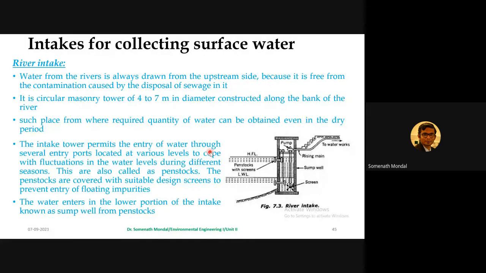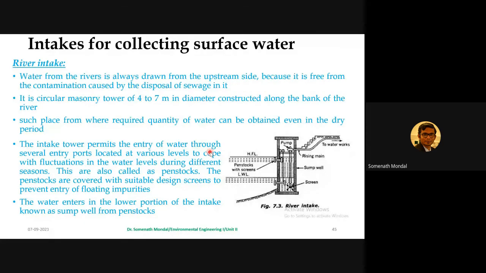So we have a sump well. We discussed the sump well previously. The water will go to the sump well, and then from the sump well we have the suction pipe again. Through that, it will be sucked with the help of a pump, and then it will be distributed to the treatment plant.